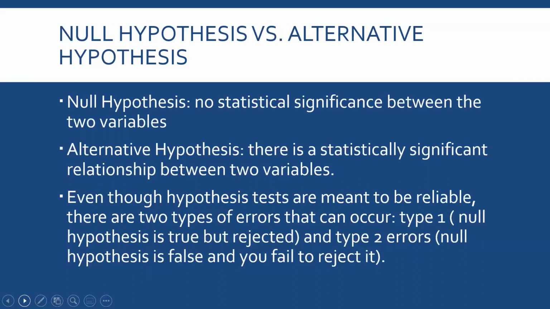Sometimes we will have some errors. This is what we call the type 1 error and the type 2 error. The type 1 error, it's null. And when does that happen, the type 1 error? And this is really important. You should be aware of the difference between the type 1 error and the type 2 error.